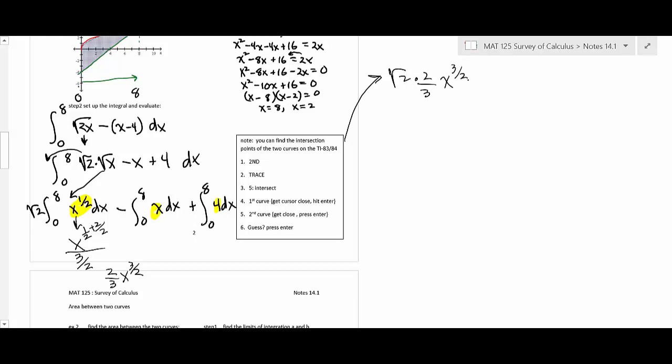Has everybody got that okay? Okay, what's the antiderivative of x to the first? x to the second over 2. How about 4? 4x. Okay, good. So what we have is minus x to the second over 2. That's what that antiderivative is. And then this antiderivative is going to be 4x. So we have plus 4x. And then this whole thing is going to get evaluated from 0 to 8.